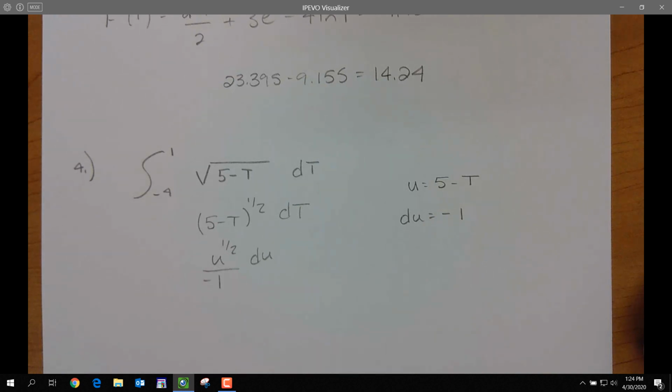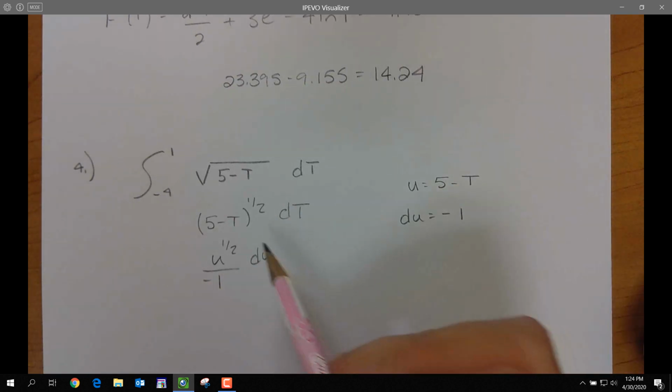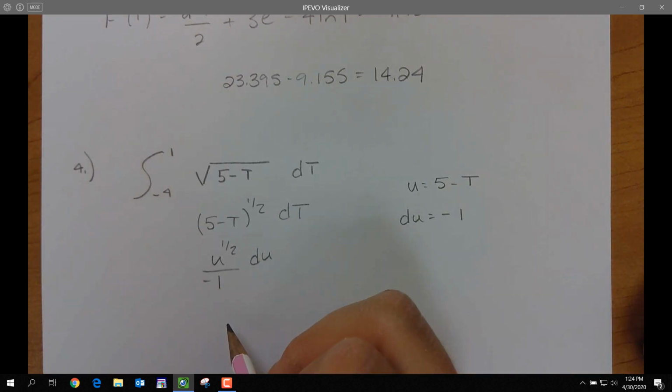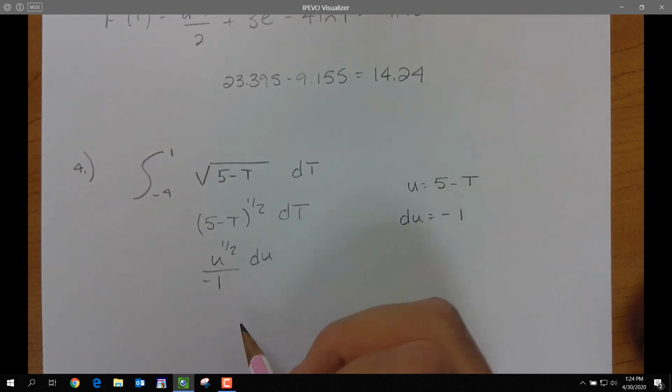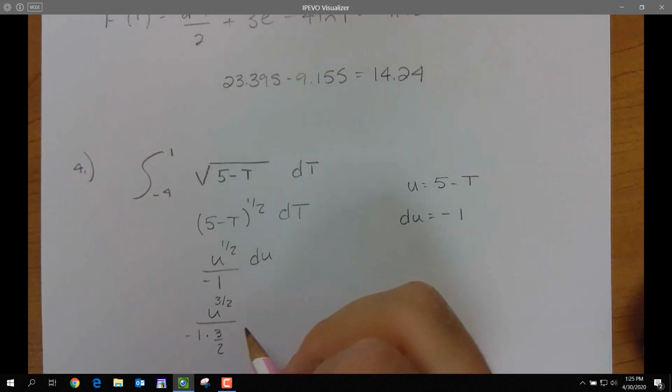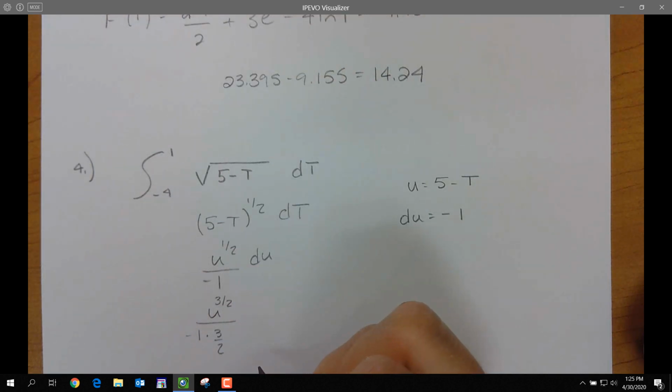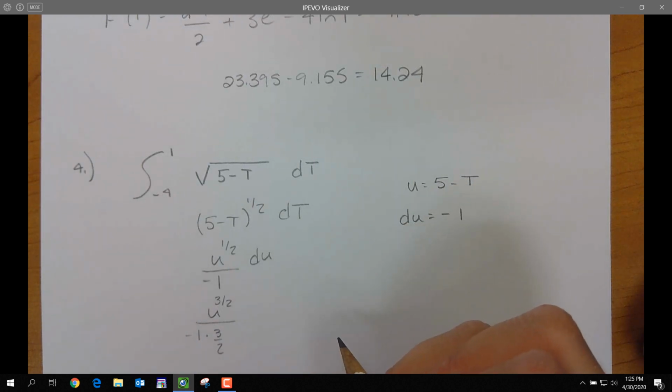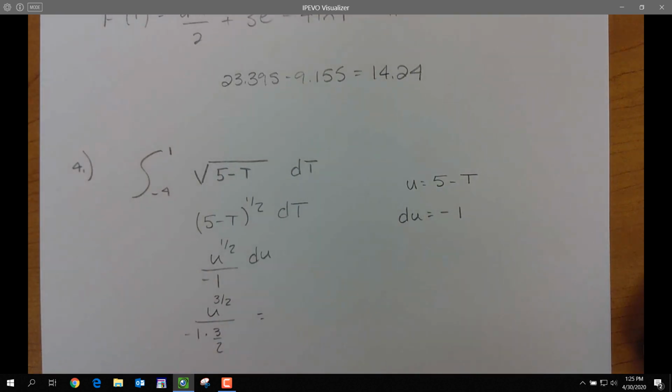Okay, so take the 1/2, add 1, and that's going to give me 3/2. So I'm going to have u to the 3/2 divided by, we have a -1, and we'll have a 3/2 down here, du. Well, no, the du disappears. All right, so let's simplify that.